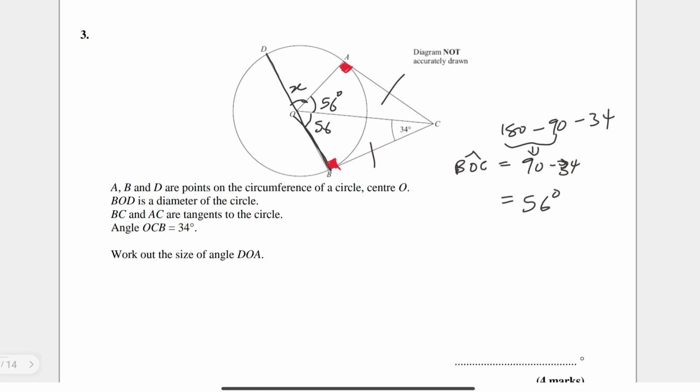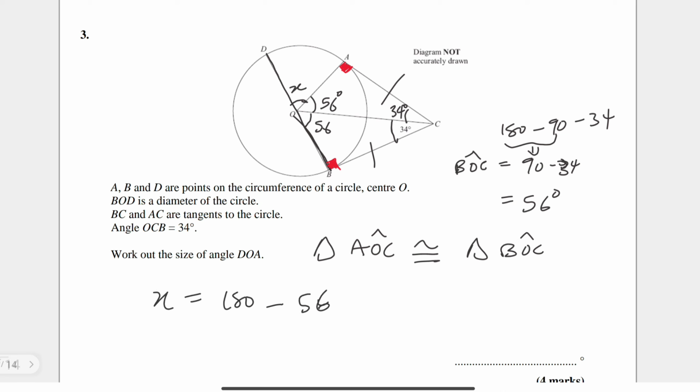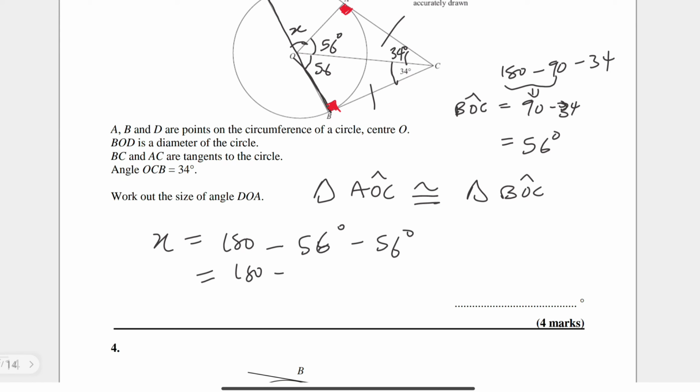How do I know that? Because triangle AOC is congruent to triangle BOC, as we can see from the previous row. So if this is 34, then this is also 34 degrees. Hence, how do we find X? X is going to be 180 minus 56 minus 56 degrees, which equals 180 minus 112, and that gives us 68 degrees. So X is 68 degrees.